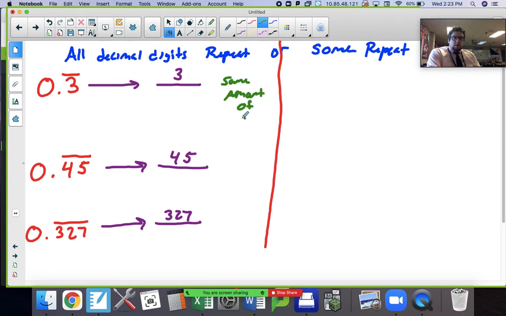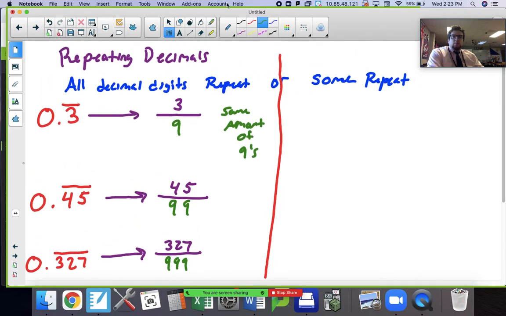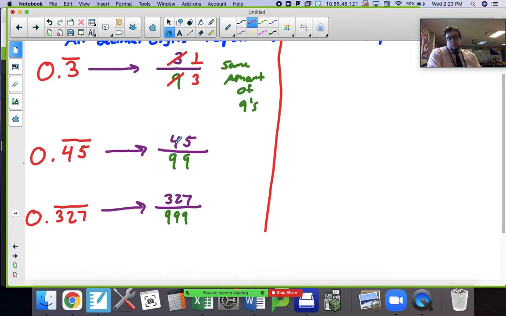So 3 is over 9. 45 is over 99. 327 is over 999. We're now going to check to see if we can simplify any of these. This top one, both are divisible by 3, so we really get the fraction 1/3. This one is also divisible by 3. And we end up getting 15 over 33, which is then simplifiable again by 3, so we get 5/11.